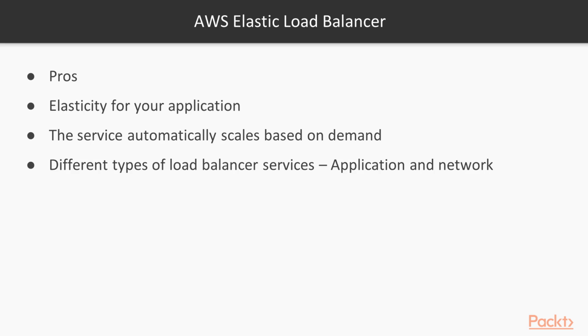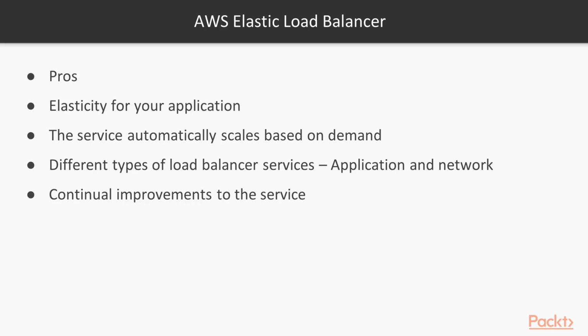Also, there are different types of load balancer services. So you have the application load balancer and the network load balancer. These work on different protocols. So if you want to work purely on the TCP protocol where you just want fast distribution for your underlying request, then you can use the network load balancer. If you want routing of the traffic based on URLs, you could use the application load balancer.